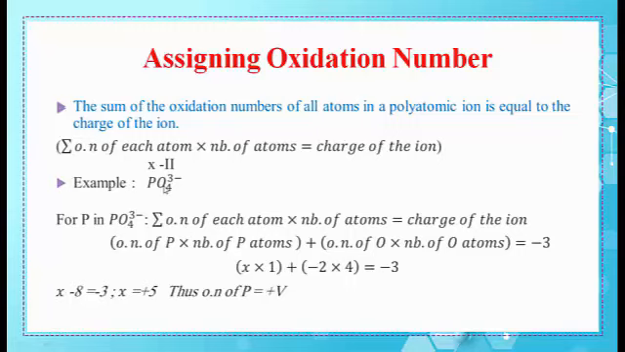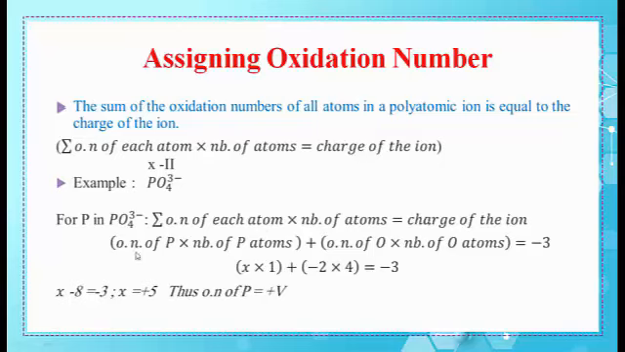Let's take an example here, PO4 3-. The oxidation number of oxygen is -2, while the oxidation number of P, we don't know anything about it, then we denote it by X. Then we say that the sum of the oxidation numbers of each atom times the number of atoms is equal to the charge of the ion.